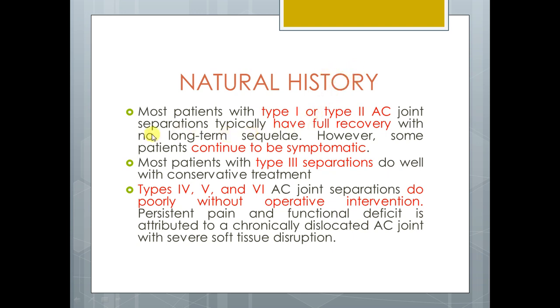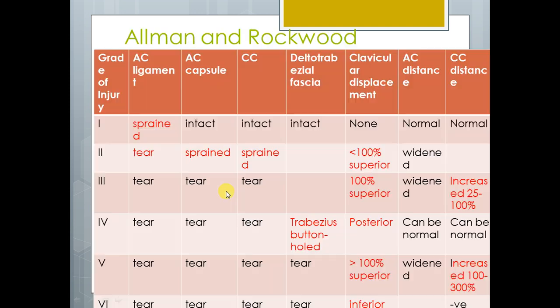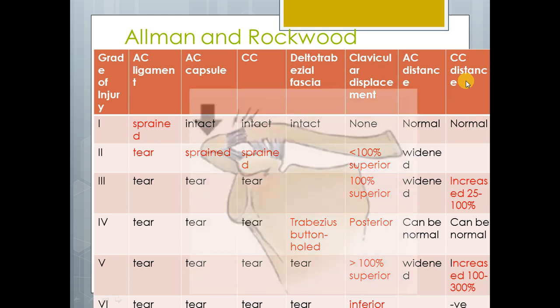Regarding the natural history, with non-operative management, type 1, type 2, and most of type 3 do well. With non-operative management, types 4 to 6 do very badly from chronic pain and instability. Regarding classification, the Rockwood classification, we have static stabilizers, AC and CC, and dynamic stabilizer, the deltotrapezial fascia. According to injury of these components, you will have clavicular displacement and CC distance change.